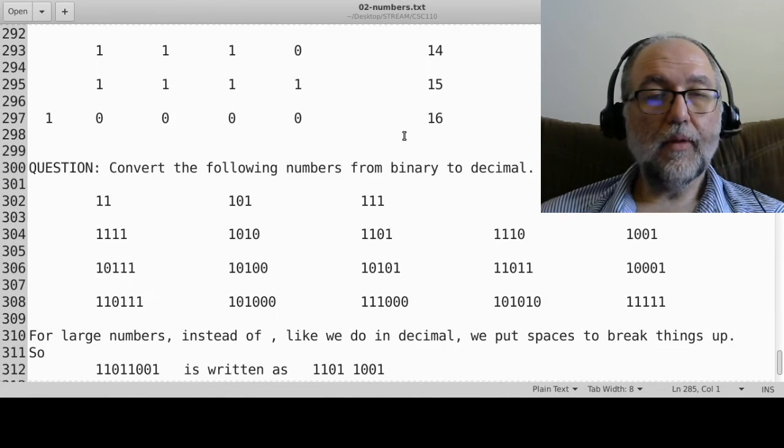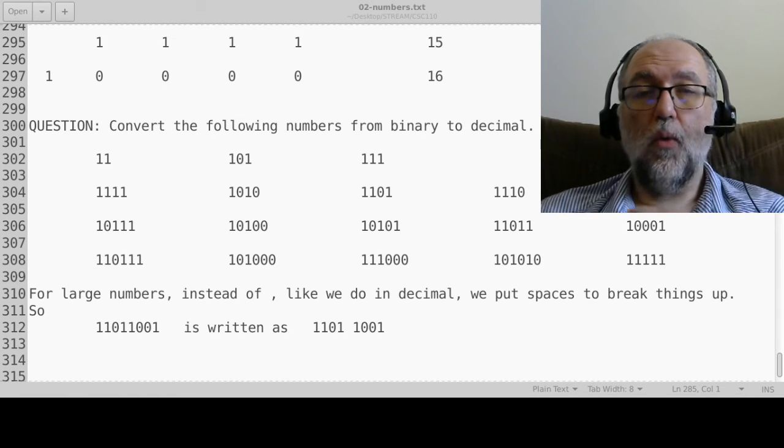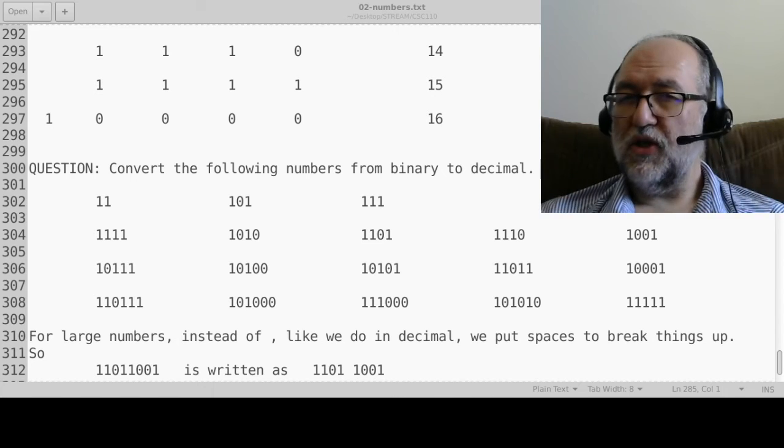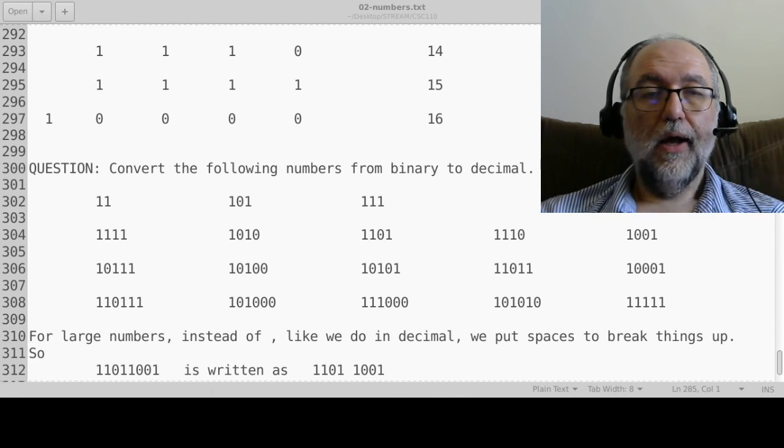Now, at this point you might say, well, what am I responsible for here, like on a test? What kind of questions would you ask on a test? Mostly here, and that's what we're going to practice for the rest of this lecture, we would practice converting from binary to decimal.